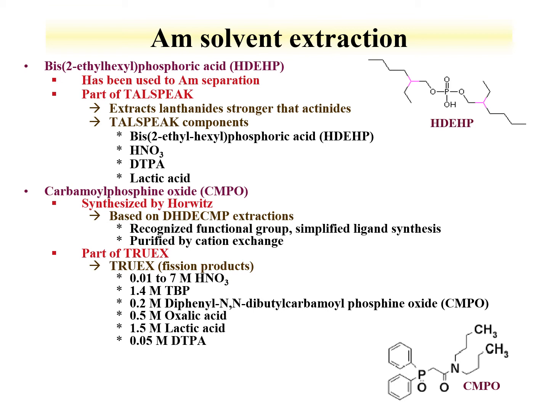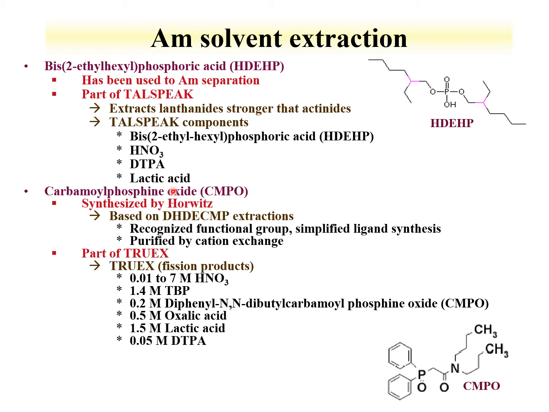Other solvent extractions that are used for americium include HDEHP. This is part of the TALSPEAK process, which you can look up in some links on the separations page, and will be part of the separations presentation. TALSPEAK uses HDEHP, nitric acid, DTPA, and lactic acid. So the HDEHP is shown here. It goes into the organic phase. The DTPA, diethylene triamine pentacetic acid, remains in the aqueous phase, and lactic acid is used as a buffer.